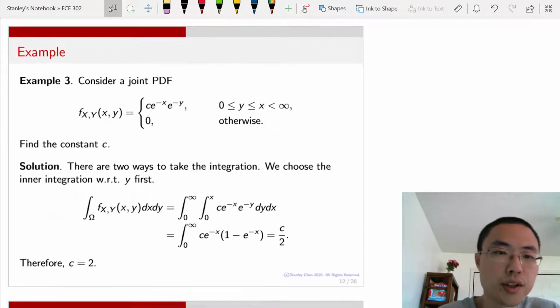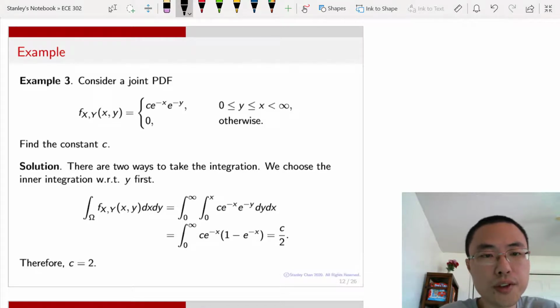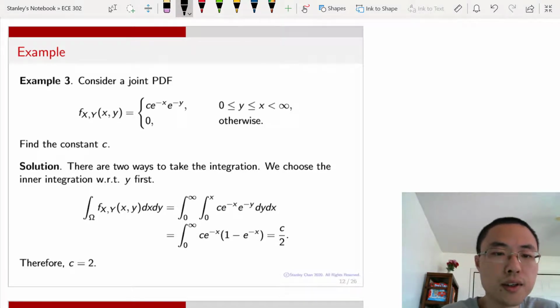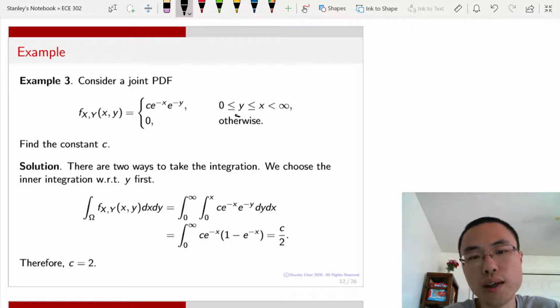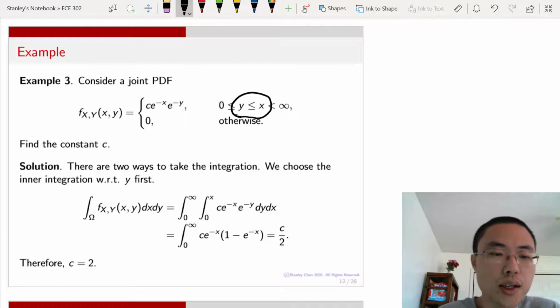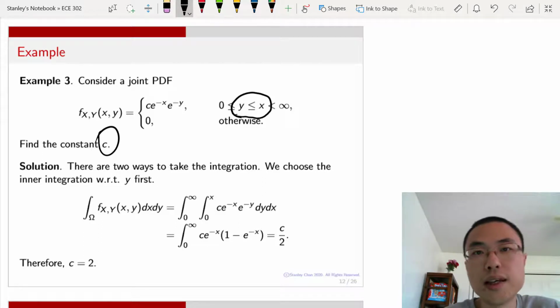Now here is another example. We have this PDF, which is given by c times e to the power minus x, e to the power minus y, and then the range is a little bit strange. It is y less than x. So we ask, can we find the constant c? In this case, we can also draw a diagram and see what the integration range is.